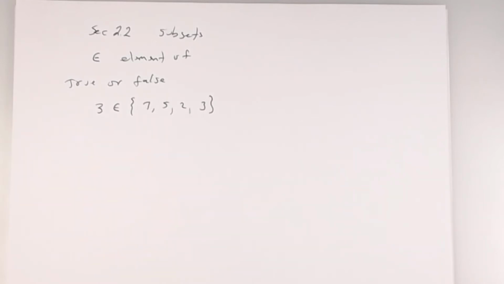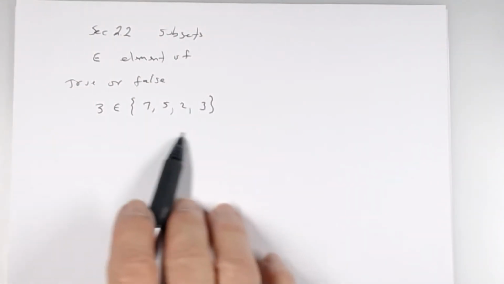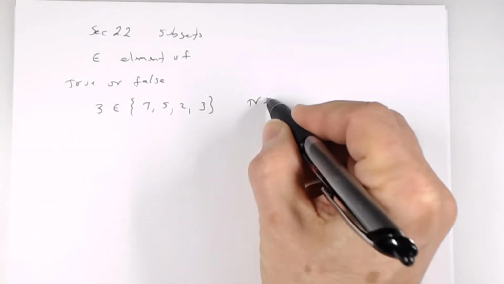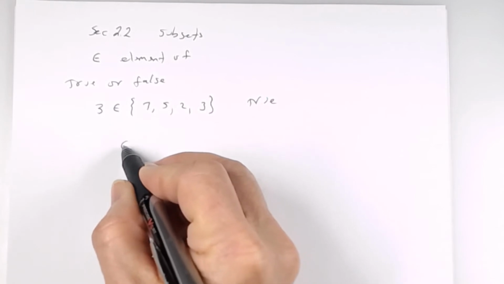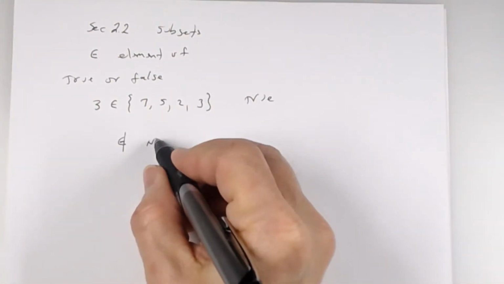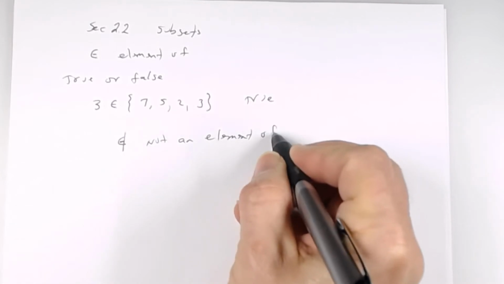Okay, so cardinality is 4. So this is a true statement because 3 is an element of the set. You can actually see it. Okay, that's a true statement. And the other thing was this. If you saw this, what did that represent? Not an element of. Okay, so not an element of.